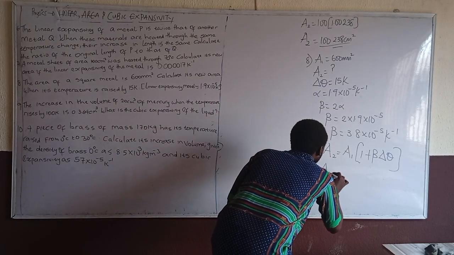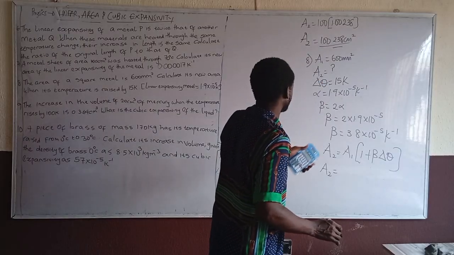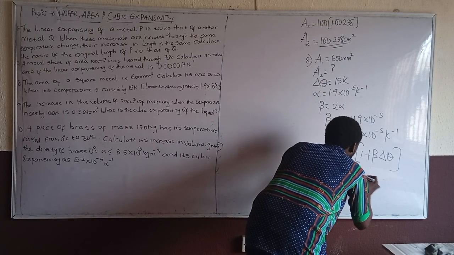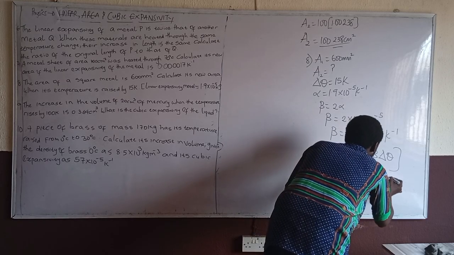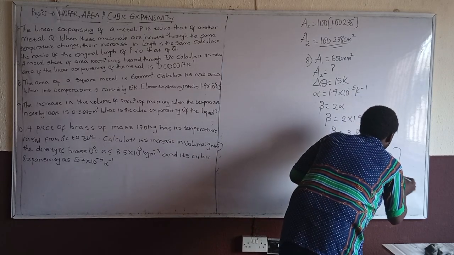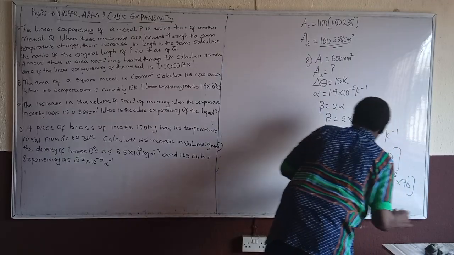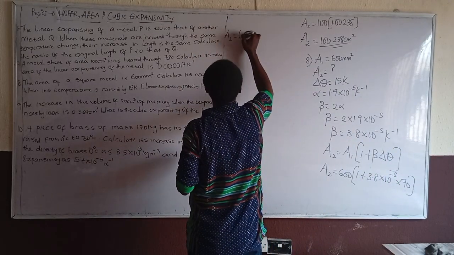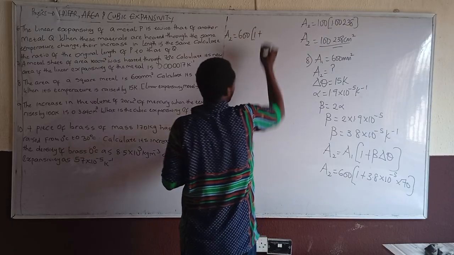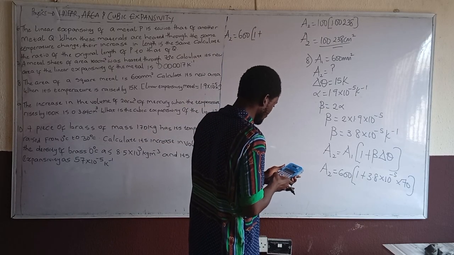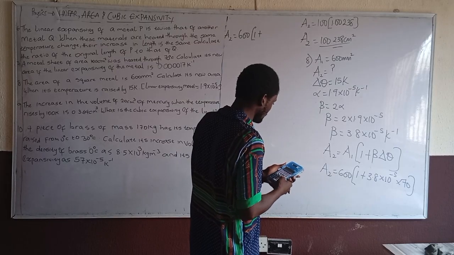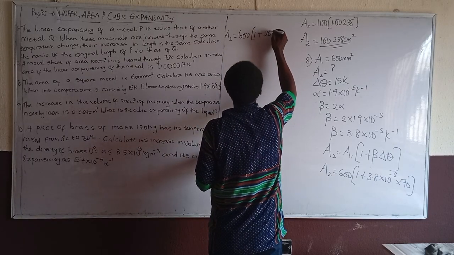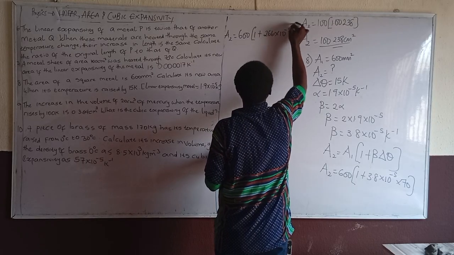My A2. So my A1 is 600, then 1 plus 3.8 times 10 raised to the power minus 5 times 70. So my A2 becomes 600 times (1 plus 3.8 multiplied by 70), and 3.8 times 70 is 266 times 10 raised to the power minus 5.